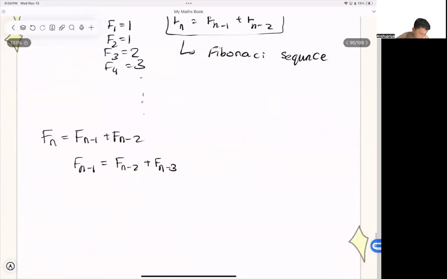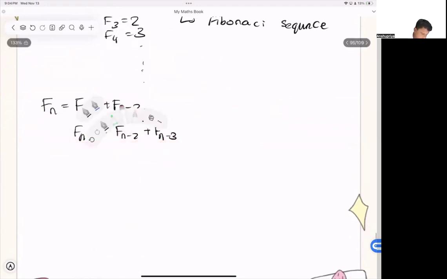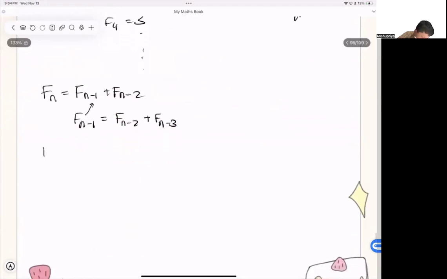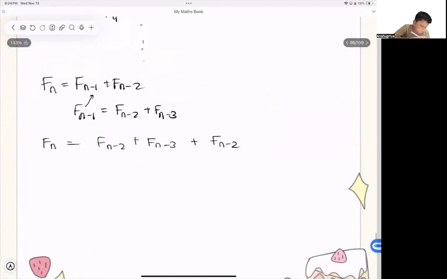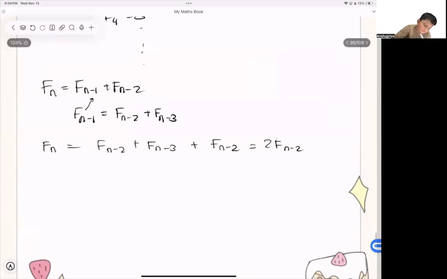Okay. So I have this expression. Can I replace Fn minus 1 inside here? Can I get Fn is equal to Fn minus 2 plus Fn minus 3 plus Fn minus 2? What is this? This is 2Fn minus 2 plus Fn minus 3. I club these two.